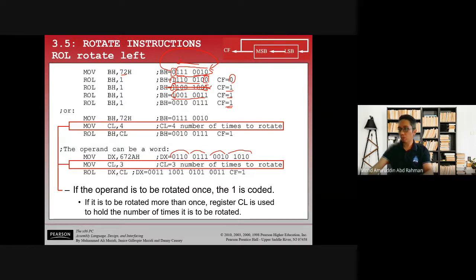And then how are we going to get the first result? Okay, ROL. You can write in the chat box if you want. So what is your CF? And then what is your DX?